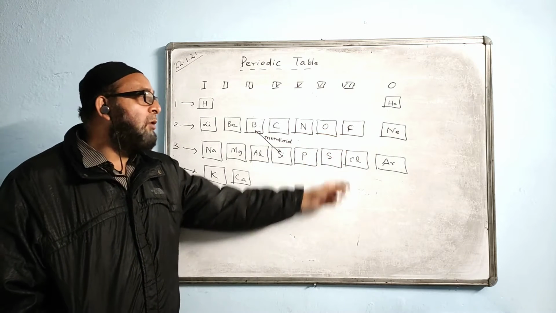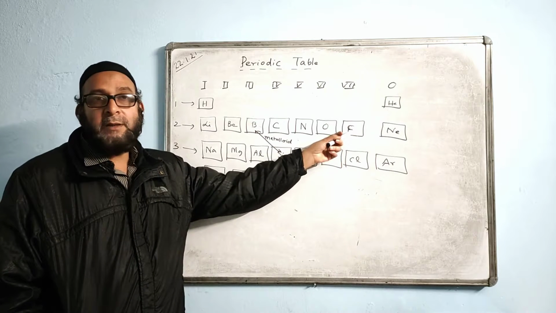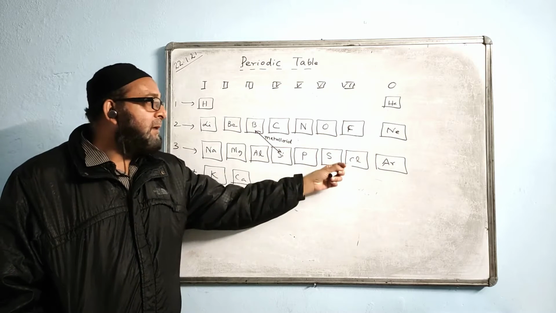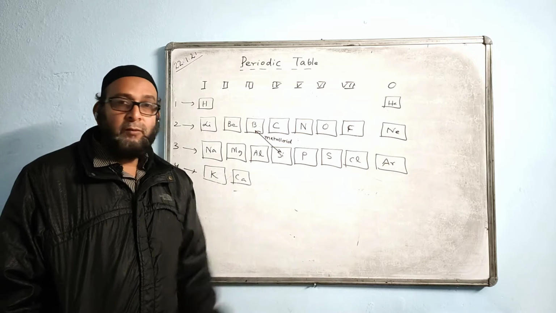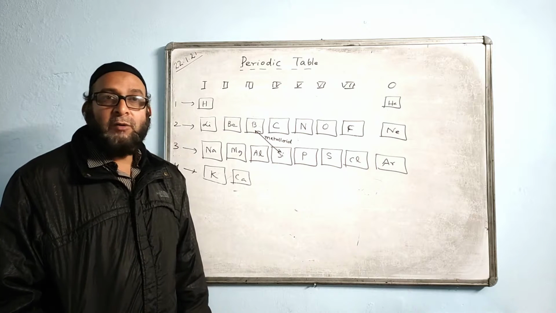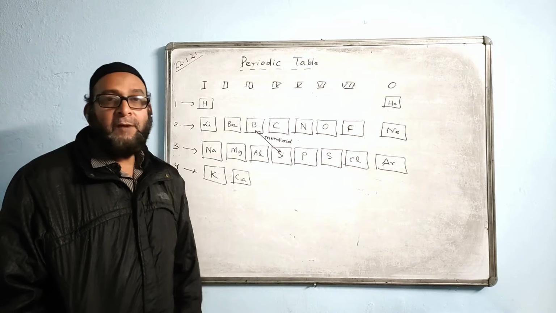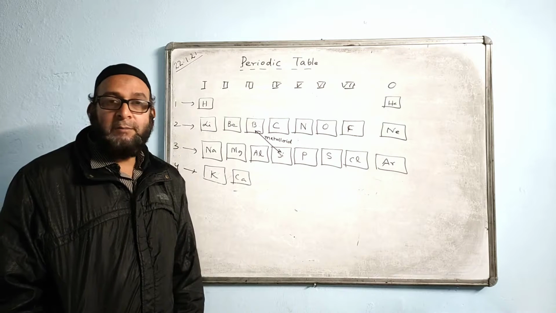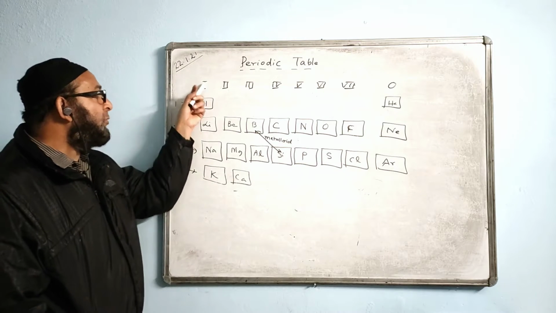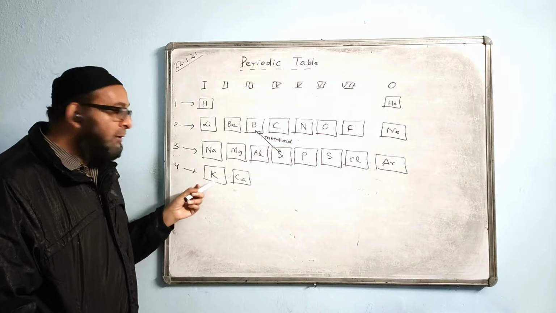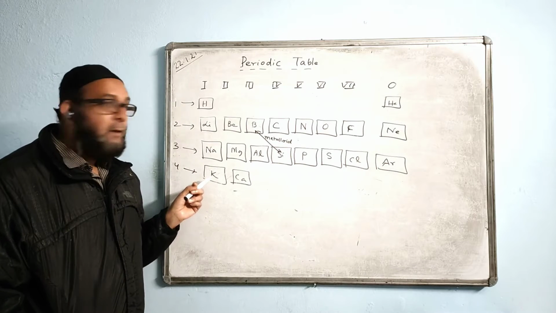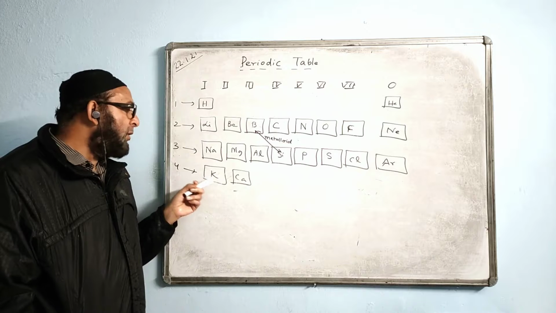Which is the most strong non-metal? Fluorine. Fluorine is the strongest non-metal. Then comes chlorine, then comes that is normal. So we find the strongest non-metal here on top of the group. Where do we find the strongest metal? The strongest metal in group 1 we find, at the bottom of the group.